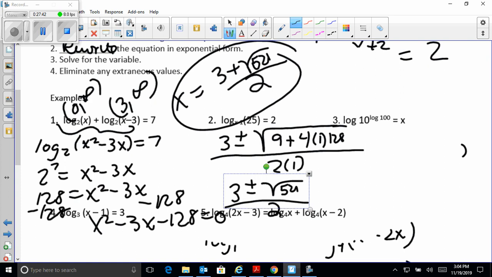Whatever that was approximately, I didn't write it down, so you could write it also. All right, that is it. Go ahead and try the classwork and the homework.